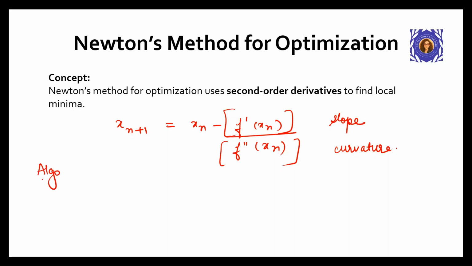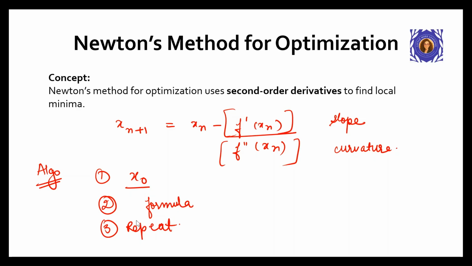Algorithm steps in this include, firstly, we need to choose an initial guess, that is x0. Then the second step is to compute the next estimate using the formula. The last step is to repeat until convergence.